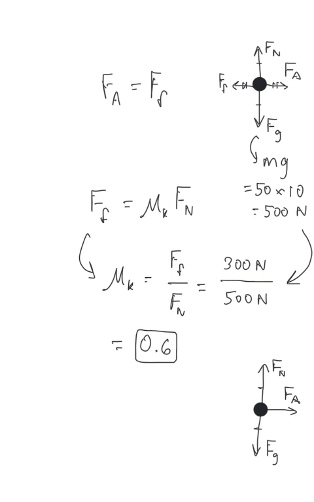So part G, are the forces on the crate balanced or unbalanced in this new situation? And now there's no force opposing this applied force, so that means that the forces are unbalanced. And you can just put for your justification, the applied force no longer has a frictional force or any other force to balance it out.